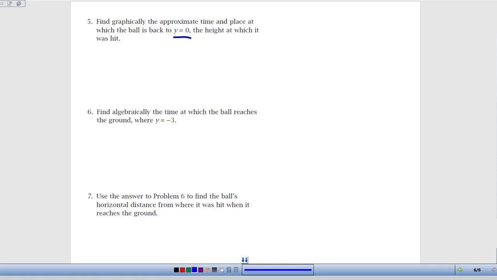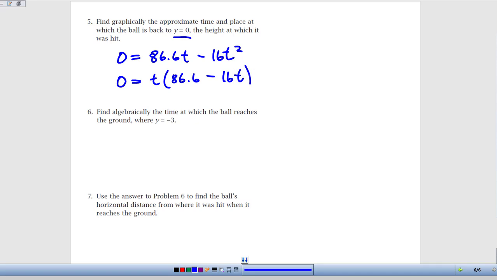But if we wanted to actually calculate it, we would have to plug in 0 in place of y in our y parametric equation. So we go 0 equals 86.6t minus 16t squared. So here we have a quadratic equation, so we can solve this by factoring out a t. If we do that, we've got t times (86.6 minus 16t).